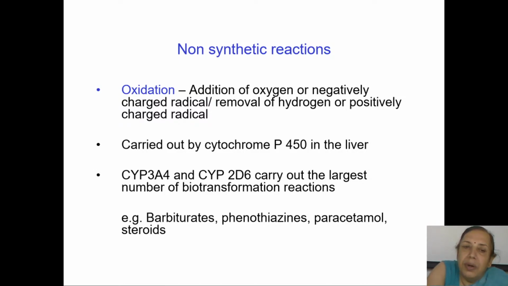So what brings about these oxidation reactions? These are primarily carried out by the cytochrome P450 enzyme system in the liver. I'm sure you are all aware of the different isoforms of cytochrome P450. They are categorized based on the homology among the different isoforms.